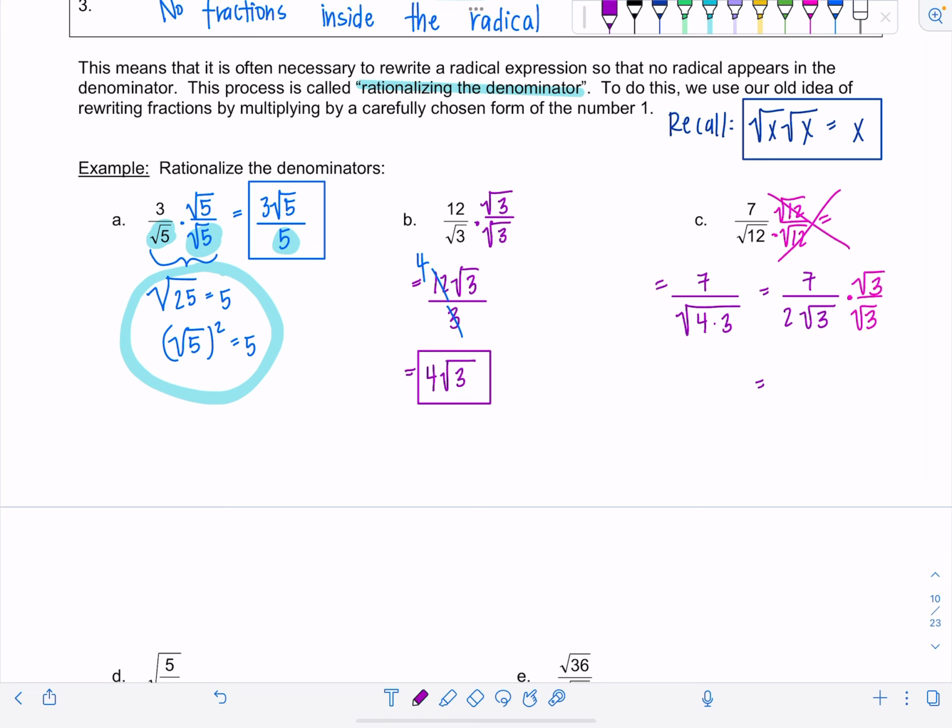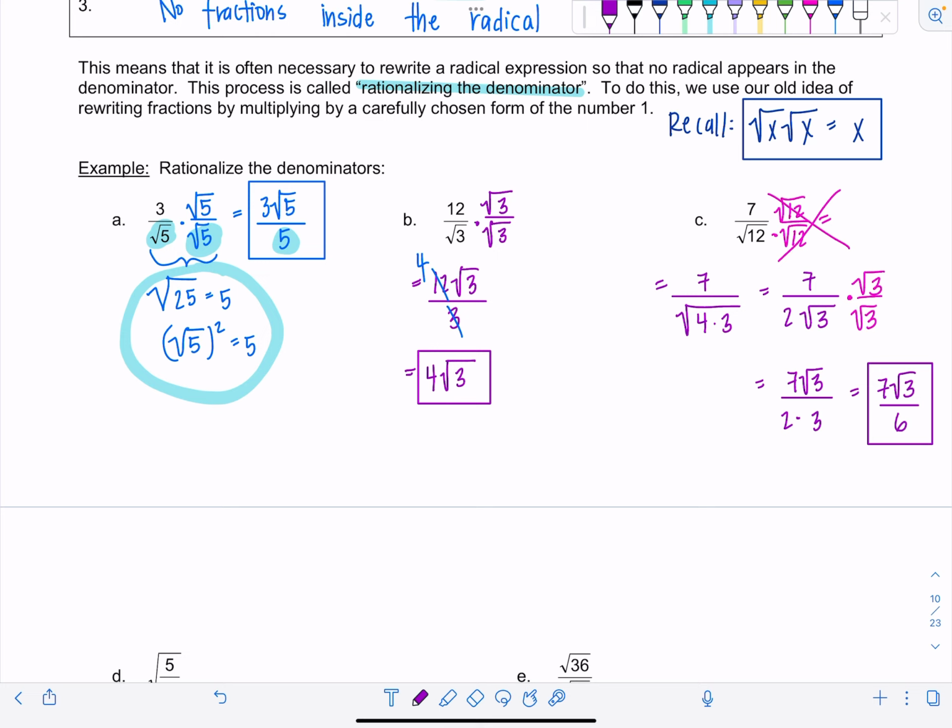So what do we have here? 7 rad 3 over the 2 stays, and then rad 3 times rad 3 is 3. So your final answer should be 7 rad 3 over 6. Like that. Beautiful. How are you guys doing?